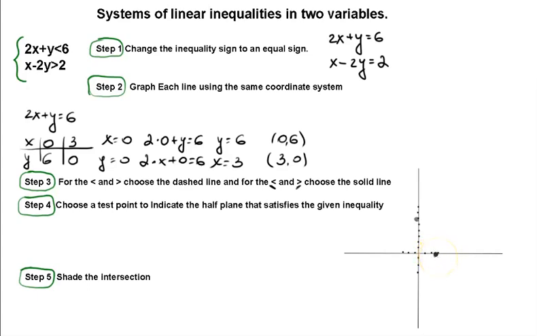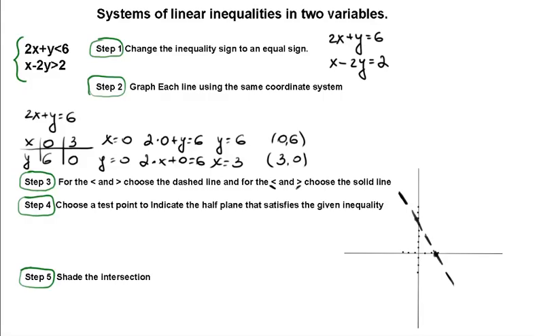Jumping ahead, I still need to graph the second line and find the points for it. But if you're dealing with a less than or greater than sign, then the line will be dashed. If there's a less than or equal to or greater than or equal to sign, then the line will be solid. The reason is that when you have an equality sign, the line will be part of the answer. If there is no equality sign, the line will not be part of the answer, so it has to be dashed. So there's the line, and it's a dashed line, the first one.